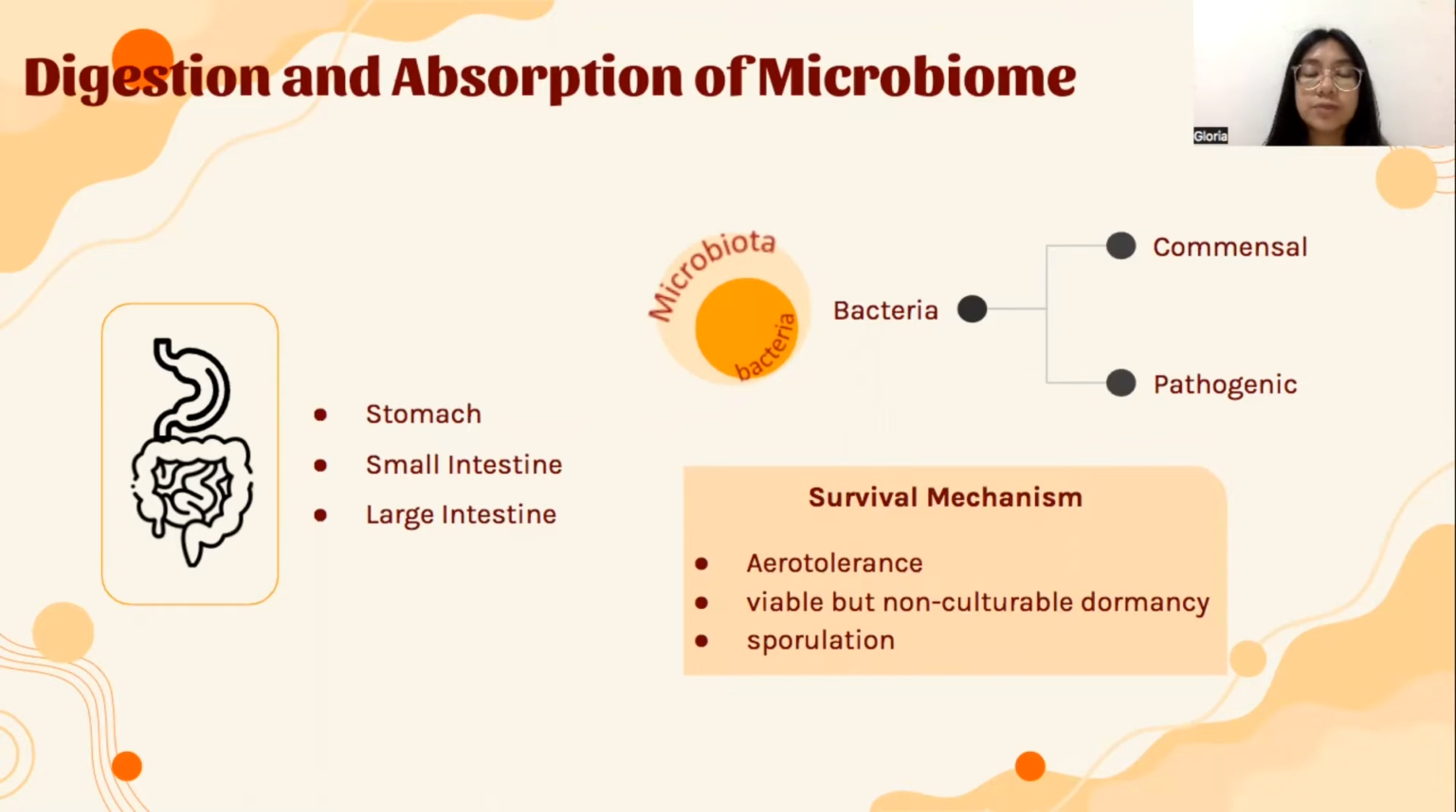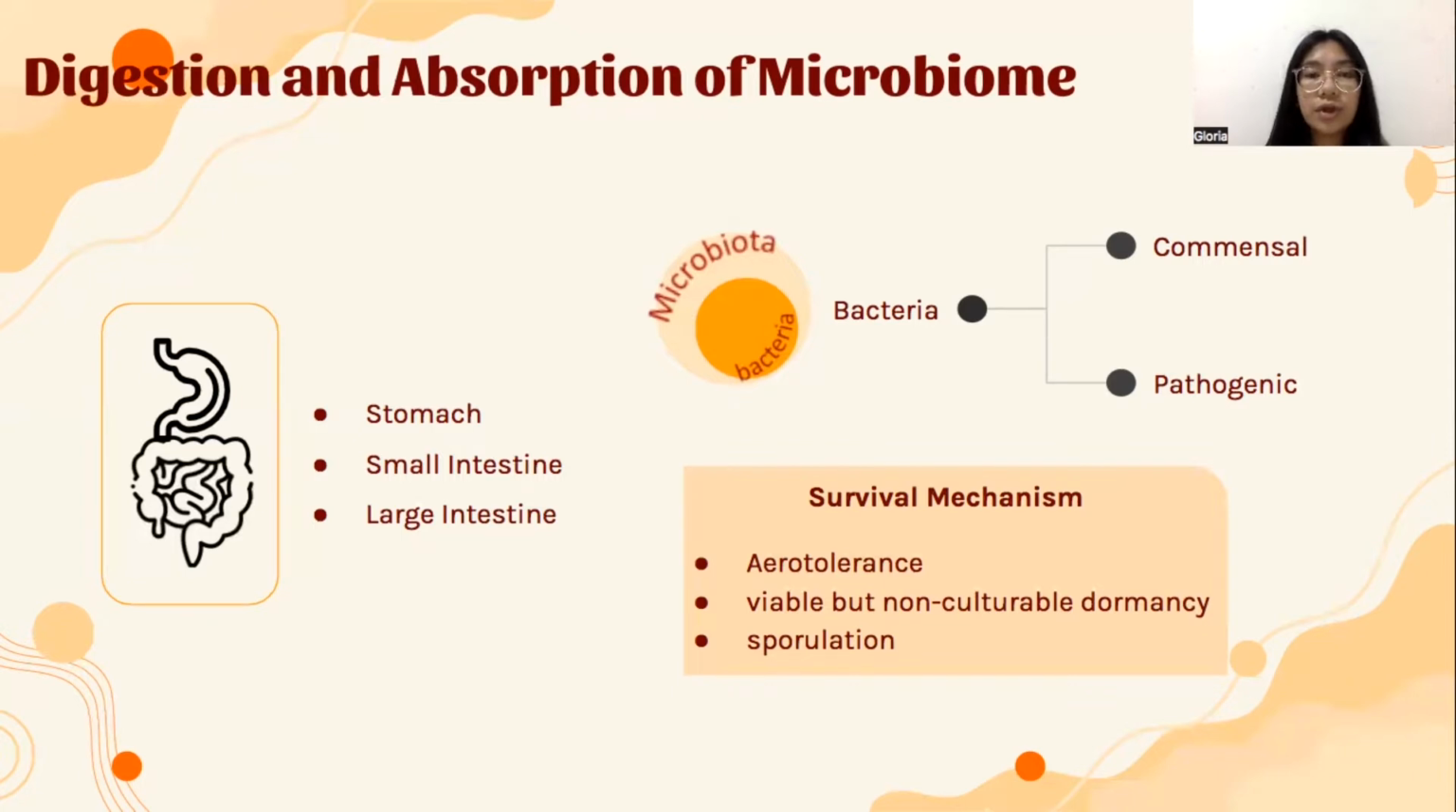I'm going to explain about the digestion and absorption of microbiome. The gastrointestinal microbiota of the human body primarily has microbiomes consisting of bacteria. The large intestine, small intestine, and stomach are sites where bacteria reside, primarily in the large intestine. Bacteria that enter the body include commensal and pathogenic bacteria. Commensal bacteria are responsible for health benefits, whereas pathogenic colonization can lead to the development of disease.